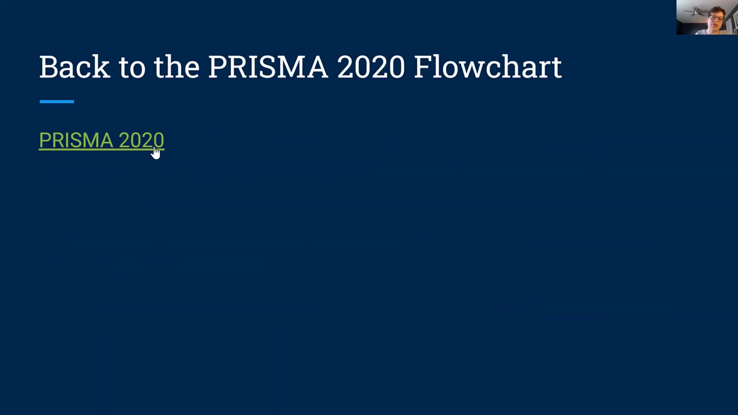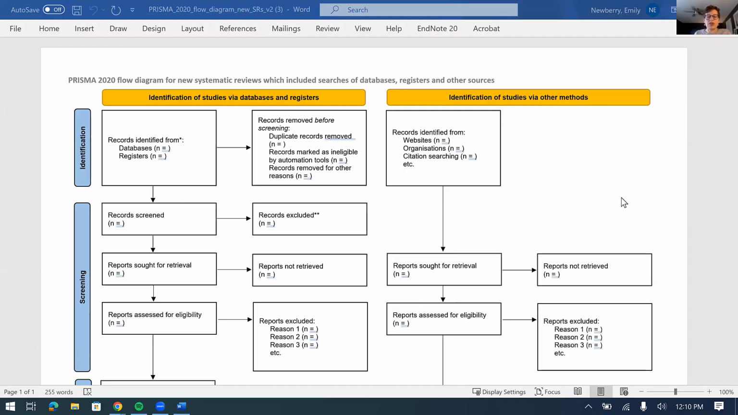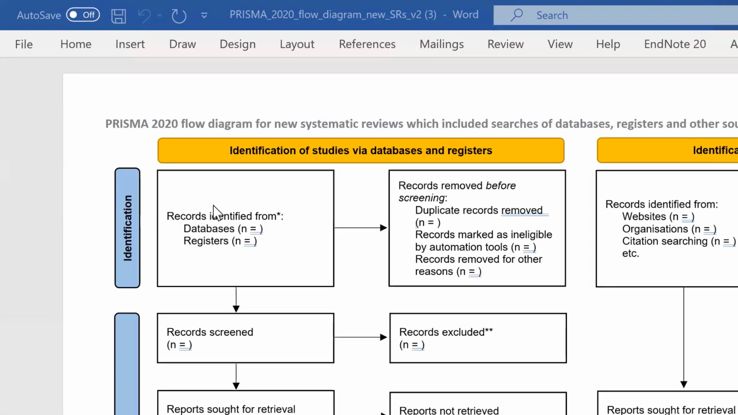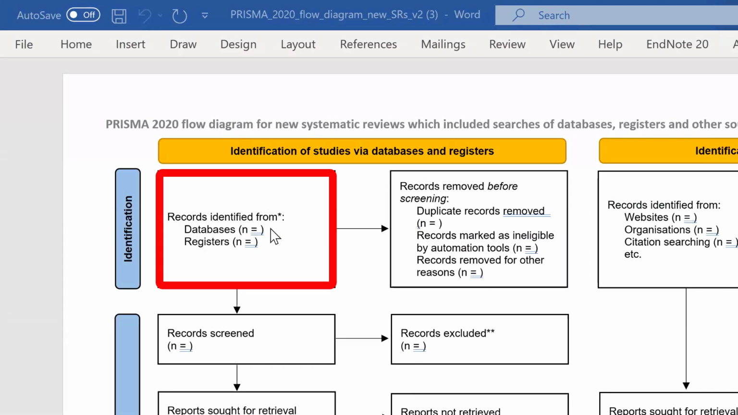I'm going to take us back to the PRISMA flowchart so we can see this. This is the PRISMA flowchart, and this is what you'll be filling out when you're doing your project. The identification piece is talking about the number of records that you get from each of the databases at the beginning. If you're searching 5 databases, you'll put 5 here, and then the number of registers. Let's say we're looking for systematic reviews that have previously been done, and registers, things like that. We can write the number there.